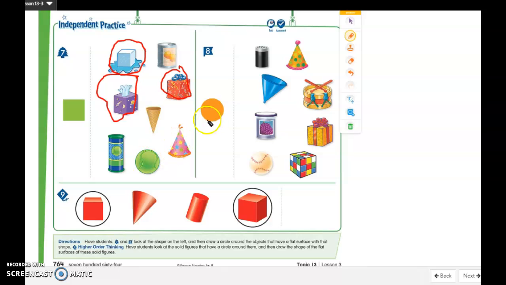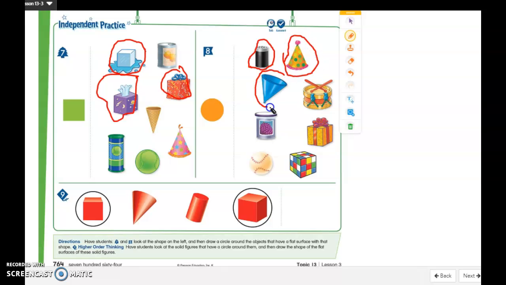All right, so let's take a look at number 8, the orange one. Where do we see flat circles that we can circle? Okay, where do we see those? Circles we can circle. Okay, this looks like I would put sugar in that and put it on French toast. A little shaker. The cone has the party hat, has a circle on the bottom.